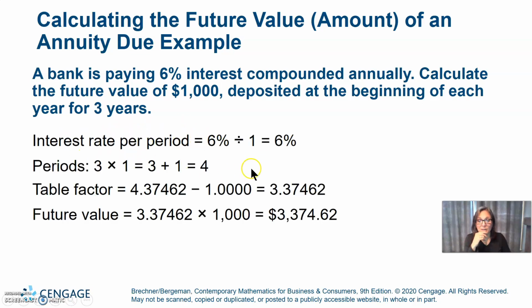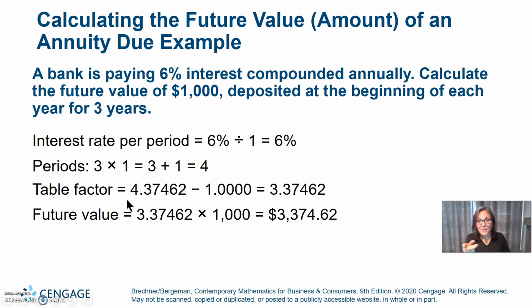So here's how we do this. 6% divided by 1 is still 6%. Instead of 3 periods, we're getting 4, because if the money goes in at the beginning of the first year, it's getting the value of that, right? You're getting the opportunity to take interest on that. So we're getting 4 periods.